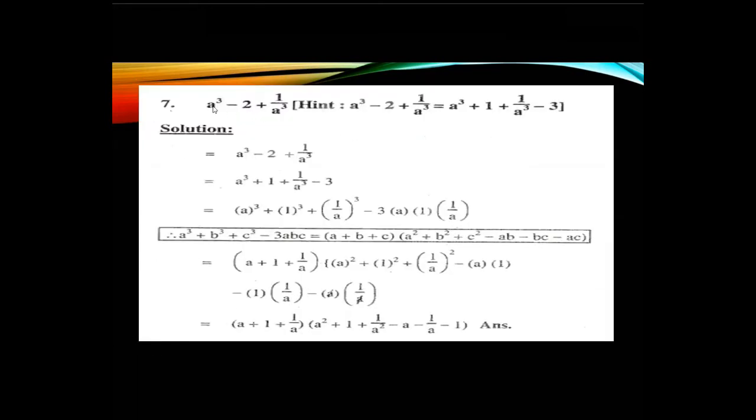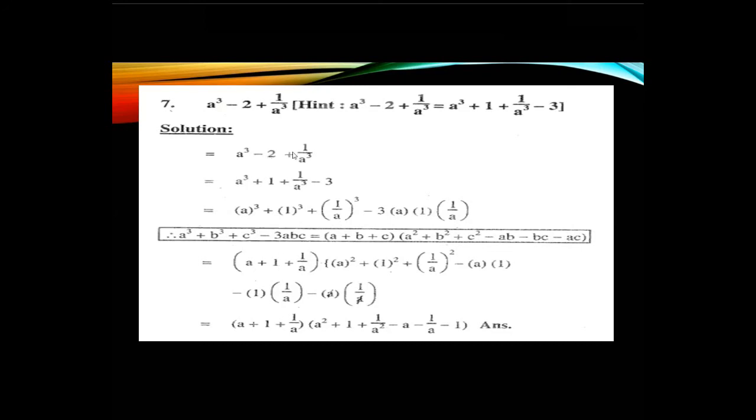The next question is a cube minus 2 plus 1 upon a cube, and we are going to solve this question like minus 2. Instead of minus 2, we'll use plus 1 and minus 3. Okay, so a cube plus 1 cube plus 1 upon a cube becomes a cube plus b cube plus c cube minus 3abc. Now this is a, this is b, this is c. Now use this side of the formula to apply values. Instead of a, put a. Instead of b, put 1, and instead of c, put 1 upon a.